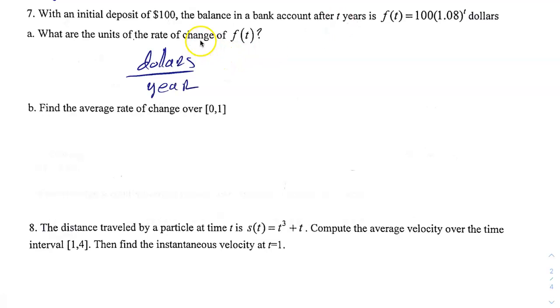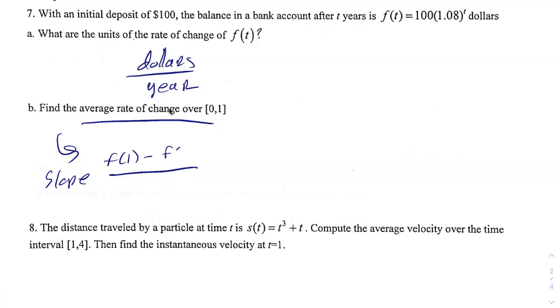So that's the rate of change. So how do you find the rate of change? You take the derivative, you take the slope, right? So it'll be that over that. Find the average rate of change over this. So average rate of change is just slope. So we're just going to do f of 1 minus f of 0 over 1 minus 0. Again, this would be in dollars and this would be in years.